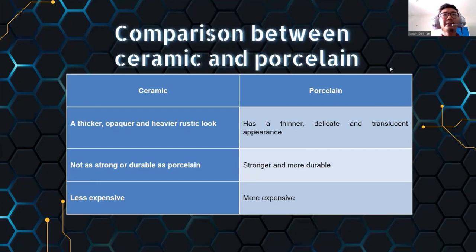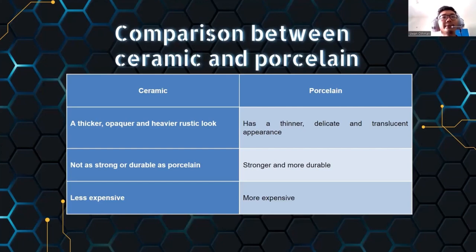This is the comparison between ceramic and porcelain. As you can see from the table, the ceramic is thicker, opaquer, and heavier. Look, the porcelain has a thinner, delicate, and translucent appearance. So when the surface of the material is thinner, it is easier for us to make a hole in the plate.